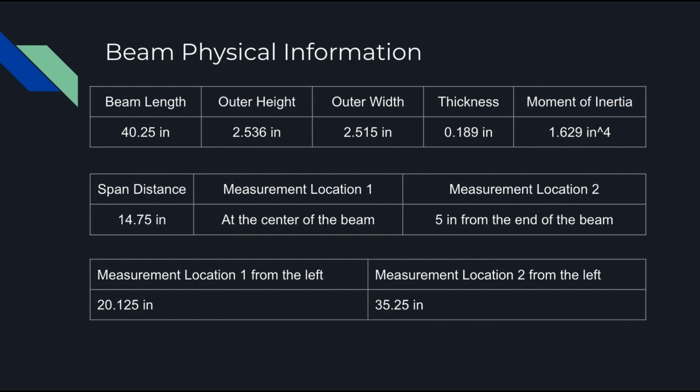The beam had a span distance of 14.75 inches from support to support, with a dial placed at the center of the beam and a dial placed 5 inches from the end of the beam lengthwise. The distances of the dial indicators measured from the left of the beam came out to be 20.125 inches for dial 1 and 35.25 inches for dial 2.